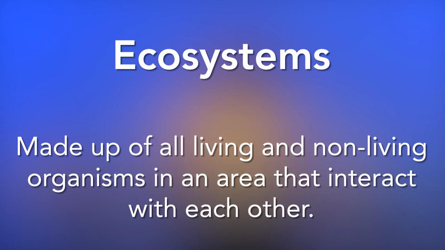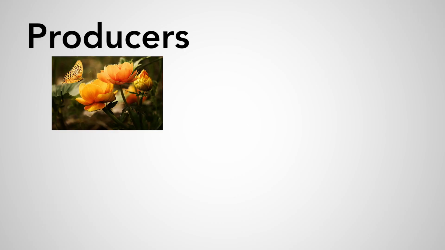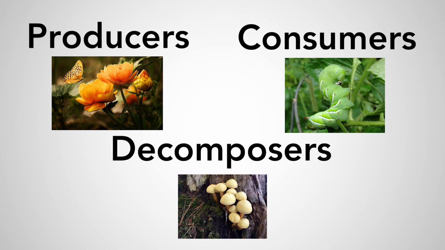So STEAM friends, I hope you enjoyed learning about ecosystems. Today, we learned that ecosystems are made up of all living and non-living organisms in an area that interact or connect with each other. We also learned that a food chain is a single path outline of who eats whom that shows how energy, the ability to do work, flows between living things in an ecosystem. And it has 3 categories. Energy in a food chain starts with the sun. And those categories are the producer, consumer, and decomposer.